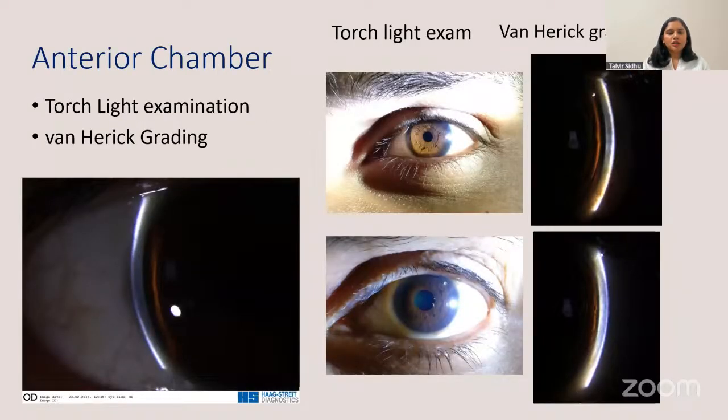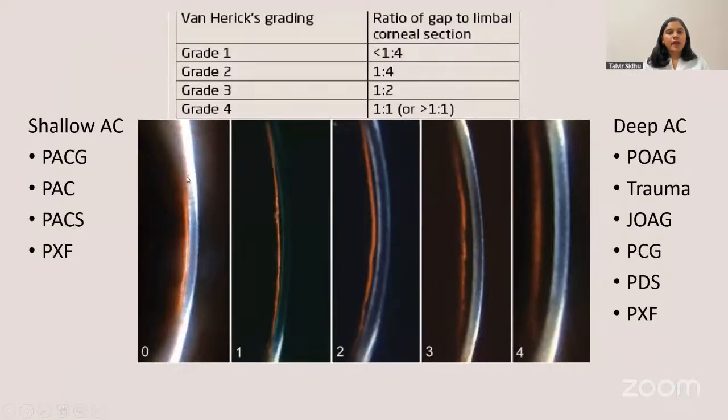Now coming to the anterior chamber examination. Anterior chamber examination should be done first with a torchlight. If you can see that the iris is lying flat with a torchlight, usually these people have a deep anterior chamber, and in an eclipse sign, you know that it is a shallow anterior chamber. And Van Herick grading is done at the outermost part of the cornea, where a thin slit is projected onto the cornea at an angle of 60 degrees, and you see what is the depth of the anterior chamber just inside the limbus.